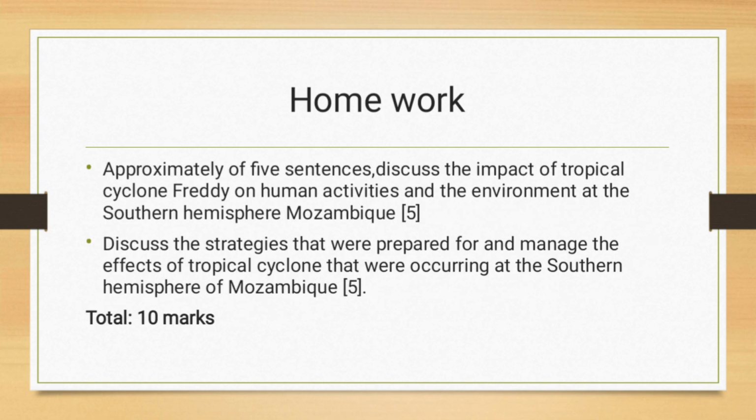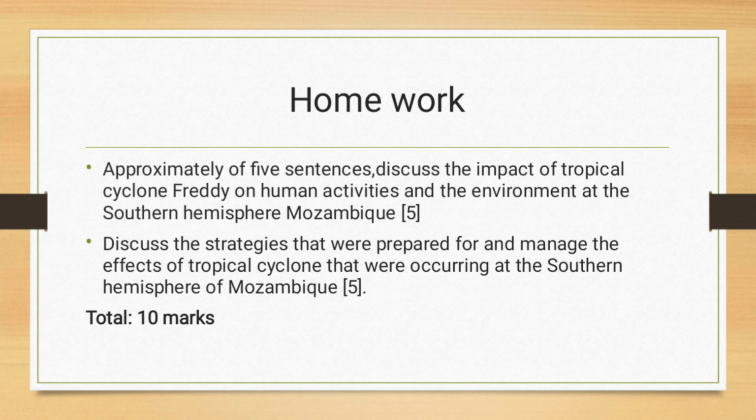Right, moving forward. So here, this is the homework. The homework is based on something that has occurred, so it's focusing on real world issues. Number 1: In approximately 5 sentences, discuss the impact of tropical cyclone Freddy on human activities and the environment in the southern hemisphere of Mozambique.